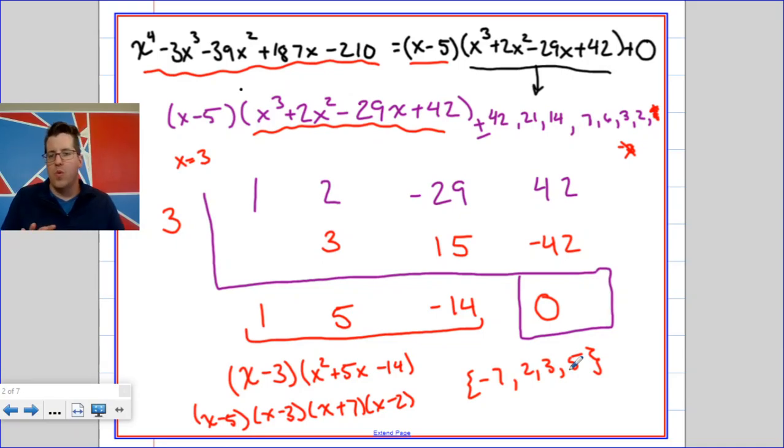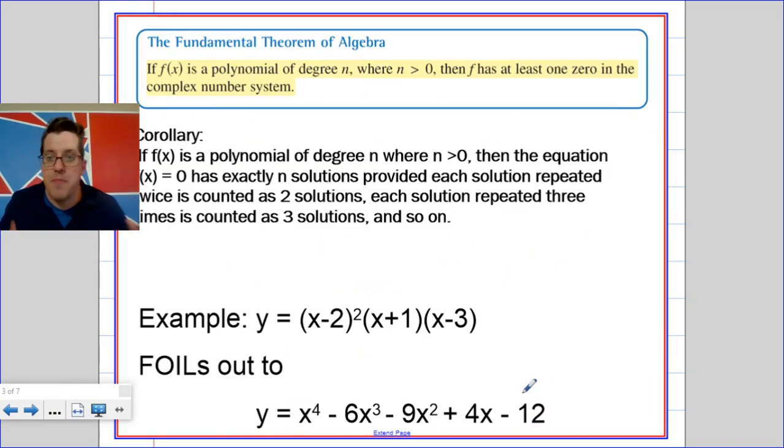Now, it should make sense that if I take these 4 x's and multiply them together, I'm going to get an x to the 4th, which gives me 4 solutions. There's actually a name for this. It's called the fundamental theorem of algebra. You know it's a good day in math class when you are learning a fundamental theorem.